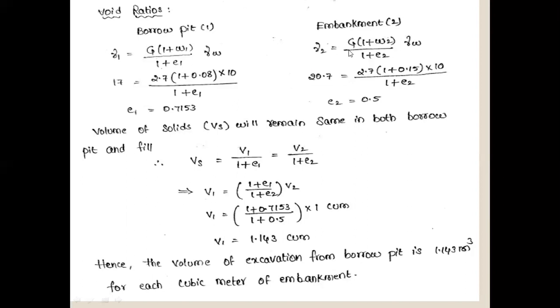For the embankment void ratio E2, gamma 2 equal to G into 1 plus W2 divided by 1 plus E2, into gamma W. Here gamma 2 equal to 20.7. So it's 2.7 into 1 plus water content 0.15, multiplied by unit weight of the water 10. Then finally void ratio E2 equal to 0.5. This is the embankment void ratio.